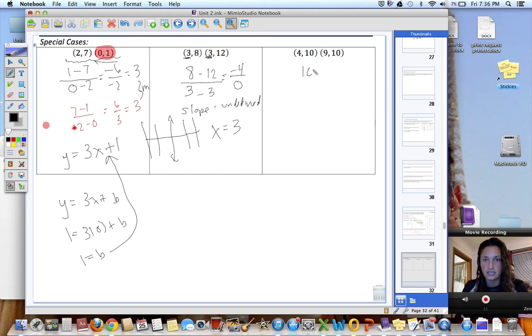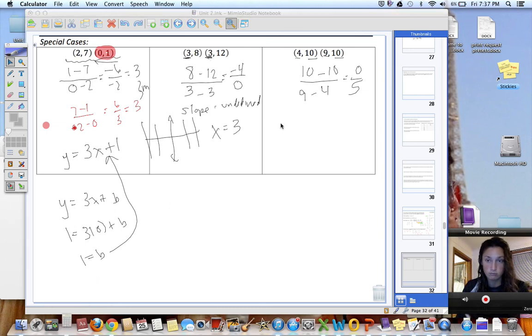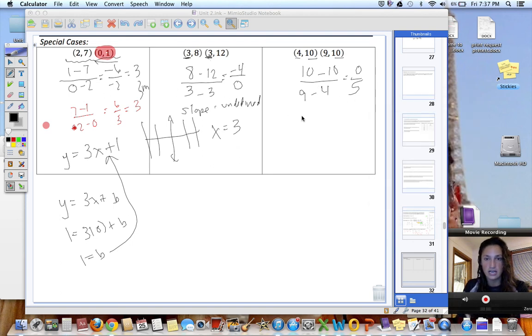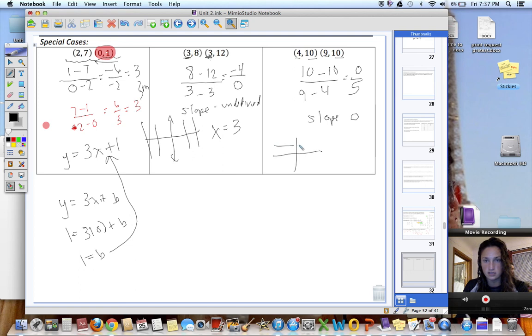So I'm going to have my 10 minus my 10 all over 9 minus 4. So I'm going to get 0 over 5. So now my thing is, can I do 0 over 5? I think so. 0 divided by 5. That's just 0. So here I am getting a slope of 0. And if you remember what Slope Dude says, this is 0 fun when you're going straight across the mountain. So that's going to be a y equals line. And if I look here, my y is always 10.